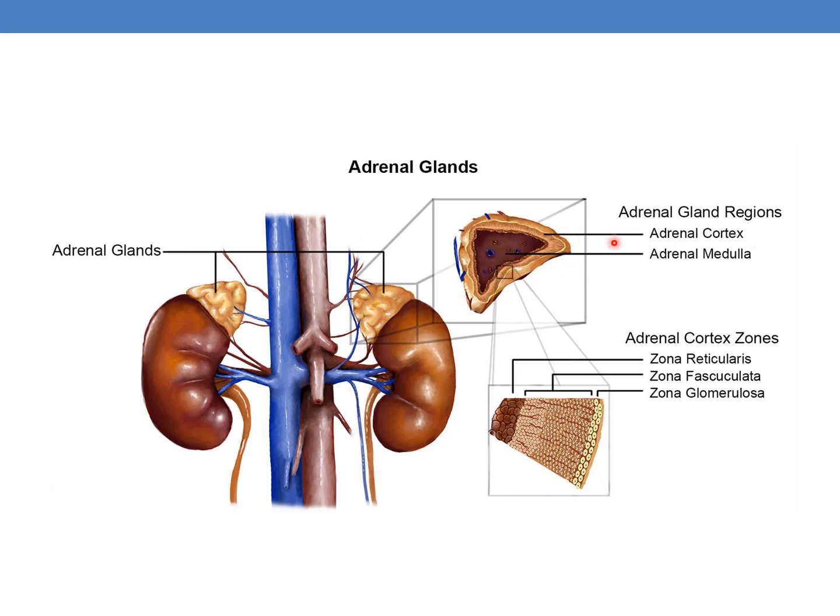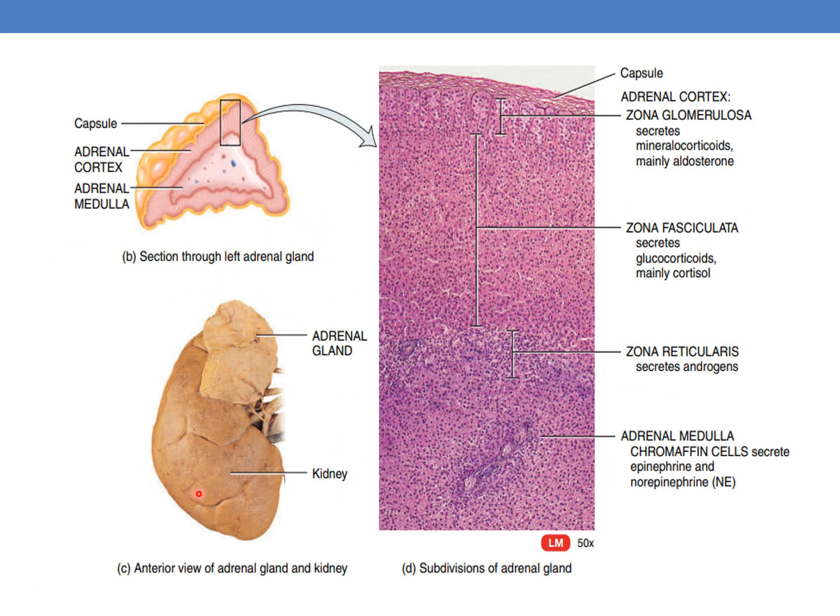adrenal gland regions. The outer region is the adrenal cortex and the inner region is the adrenal medulla. The adrenal cortex is again divided into zones: zona reticularis, zona fasciculata, and zona glomerulosa. Here you can see this is the kidney and this is the adrenal gland. Inside the adrenal gland, this is the capsule, this is the adrenal cortex, and the middle central portion is the adrenal medulla.